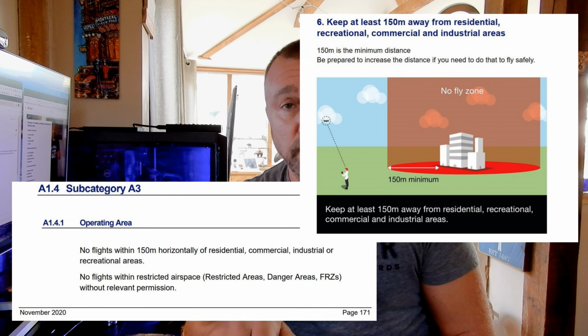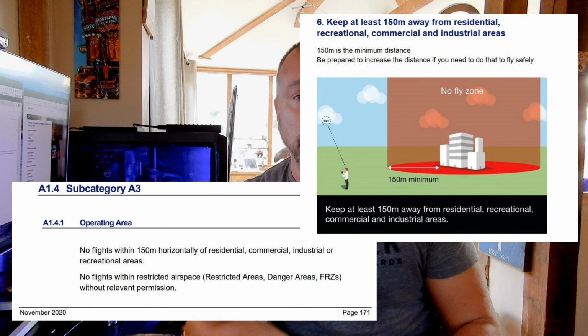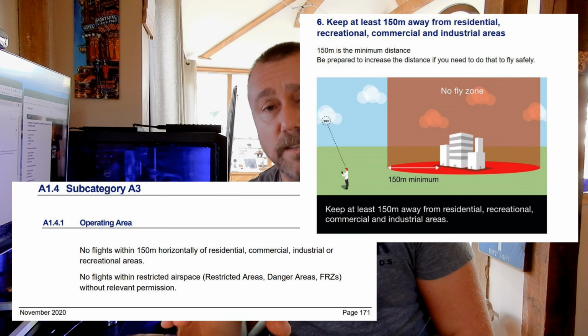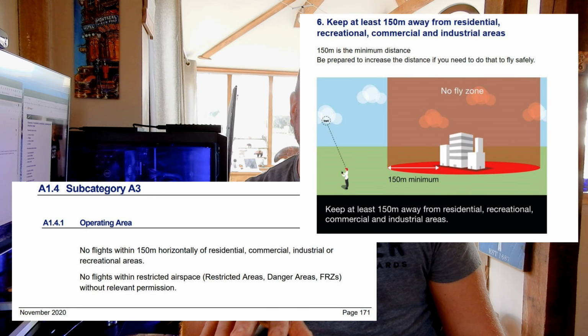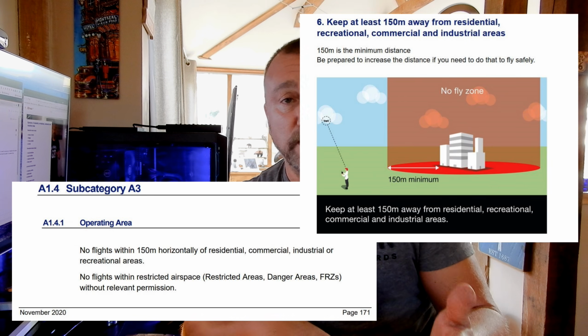Hello, Ian here with a very quick video today because I just wanted to clear up a little bit of confusion that's still lingering about whether or not you can fly on beaches and what the actual definition is of a congested area. So just to recap, the new rules that came in for the new year basically stated that if you're flying a drone larger than 250 grams, then you've got to fly at least 150 meters away from any congested area, being residential, commercial, industrial or recreational.